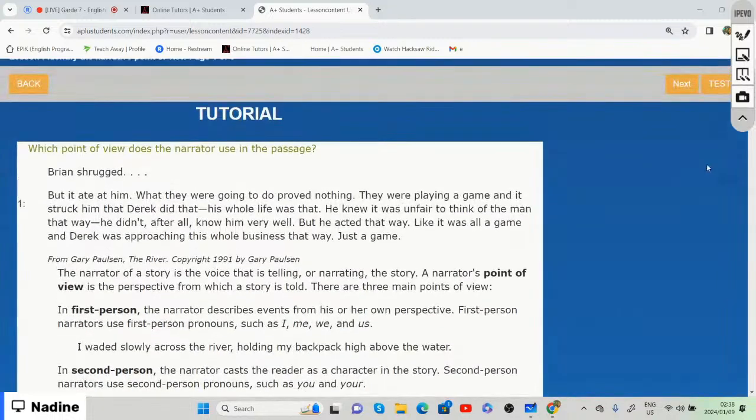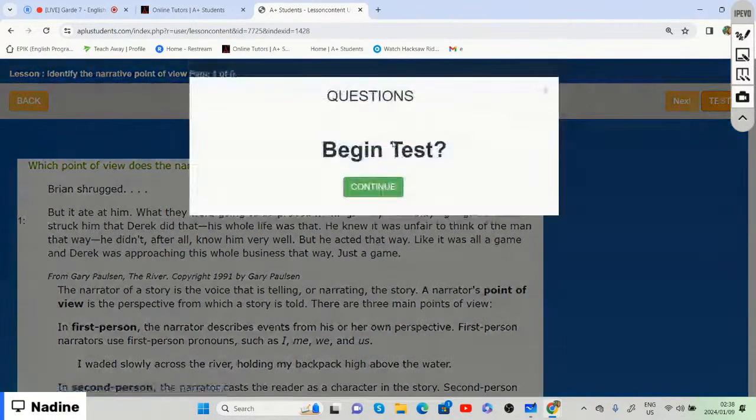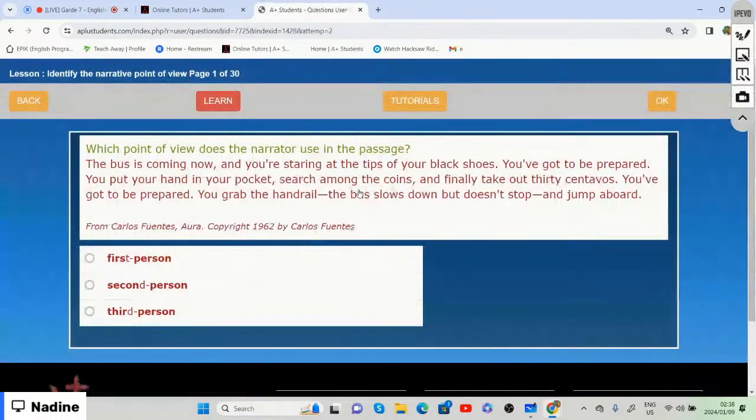Right? So now we're going on to our test, where we are going to identify the narrator's point of view, whether in the first person, second person, or third person.